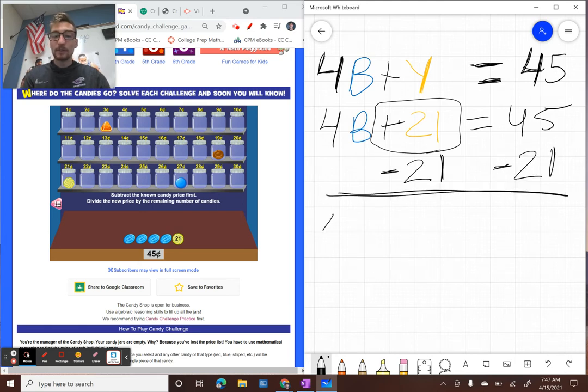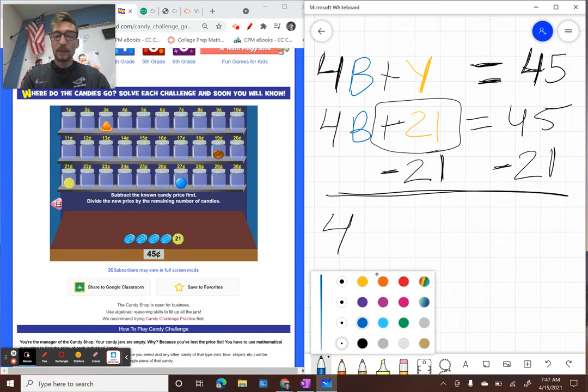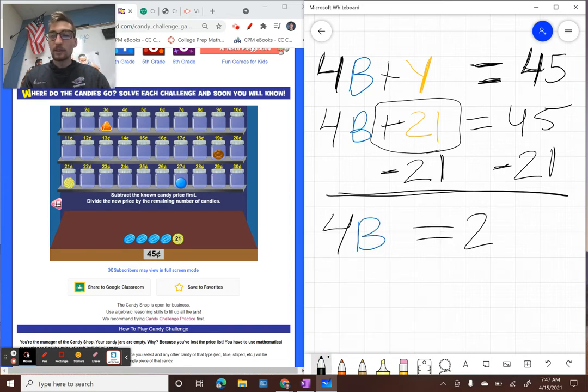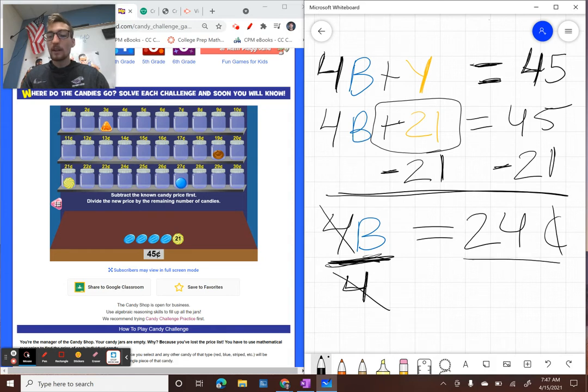So subtract it from both sides. That leaves us with just 4B on this right side, and that's going to equal 24 cents on the other side. So now we have to try to get that B by itself. We have to isolate our variable here. So right now I'm multiplying 4 times B. To get B alone, I'd have to divide by 4. That's going to cancel out my 4. What I do to one side, I have to do to the other.